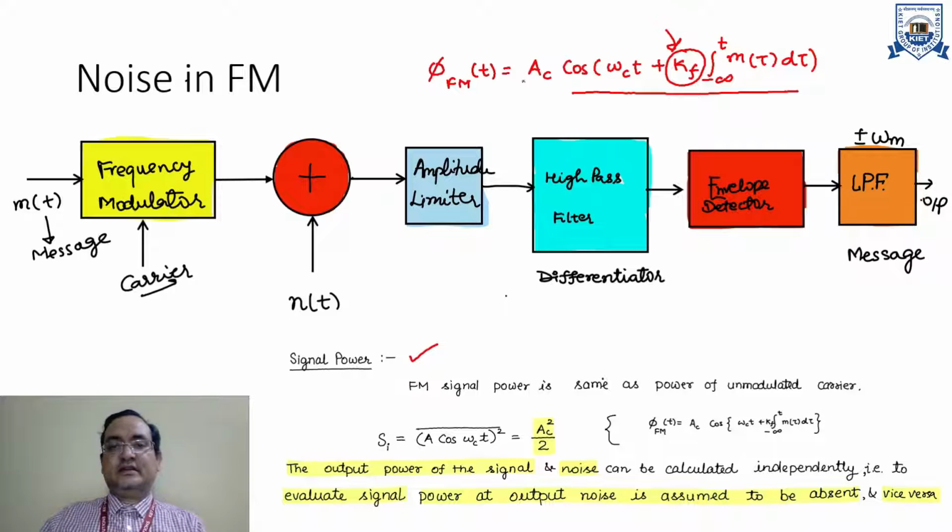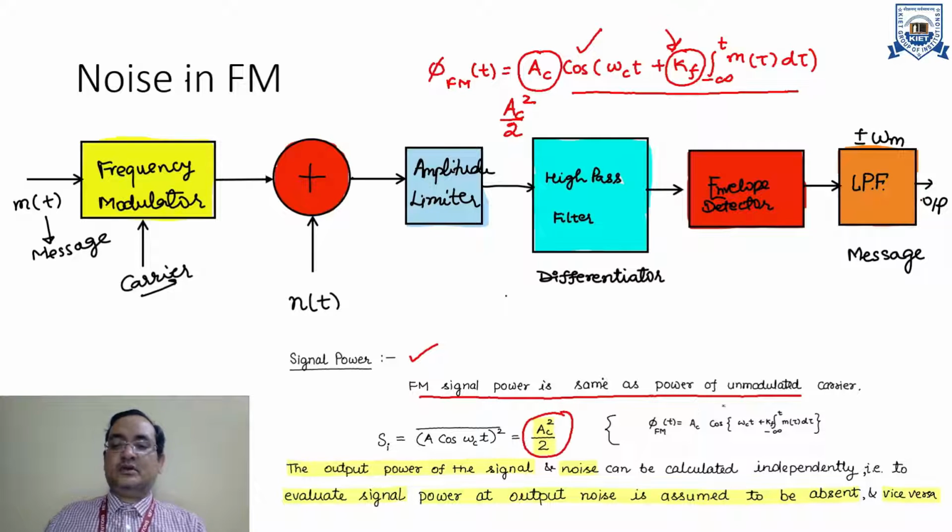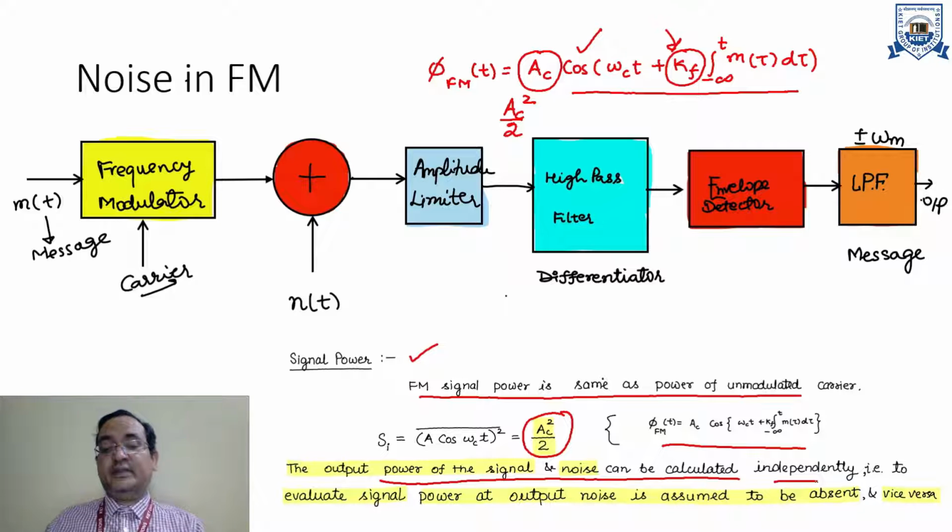As you know, every carrier with amplitude AC has power given by AC square by 2, whether the carrier has a cosine or a sine component. So the FM signal power is the same as the power of the unmodulated carrier, which is AC square by 2. As I have also mentioned, phi_FM(t) is equal to AC cos(omega_c t) and so on. So the output power of the signal and noise can now be calculated independently.